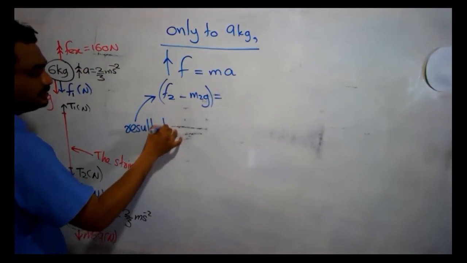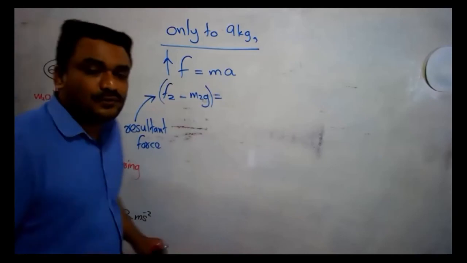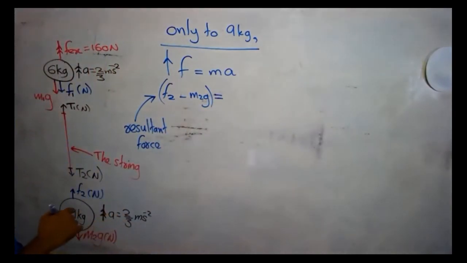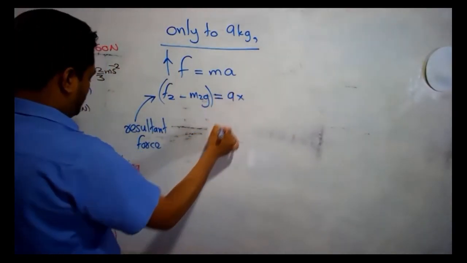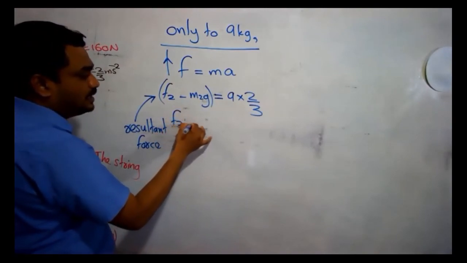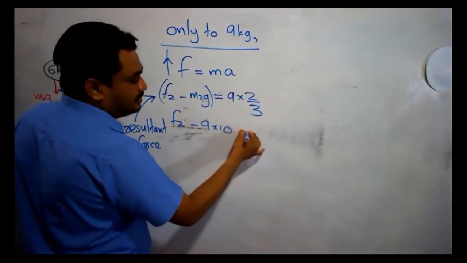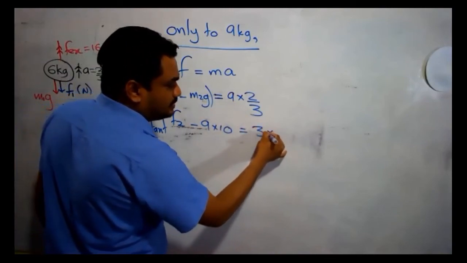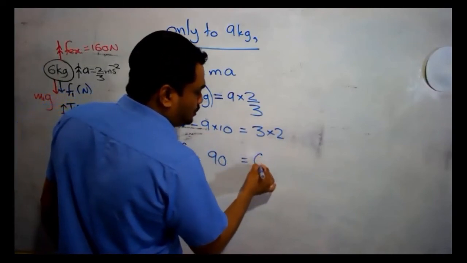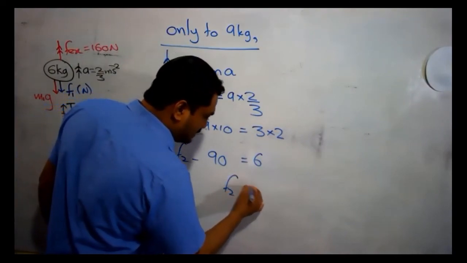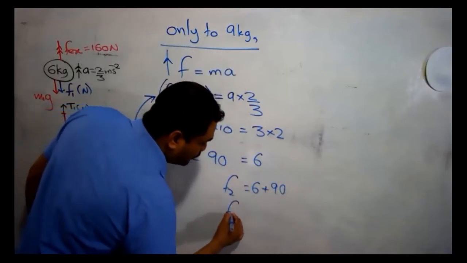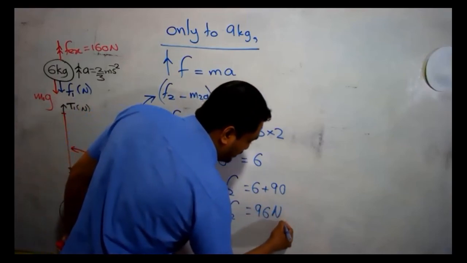What is the term that we use here? Resultant force. The resultant force acting on the 9 kg object is F2 minus M2G. Mass is 9. Acceleration is 2 by 3. We don't know what F2 is. M2 is 9, G is 10. 9 divided by 3 is 3. This is 2. F2 minus 9 times 10, 90, equals 3 times 2, 6. Minus 90 comes to this side as positive 90. Therefore, F2 equals 96 Newton.